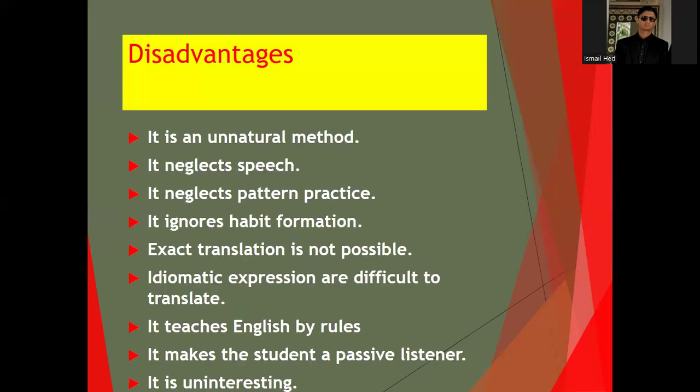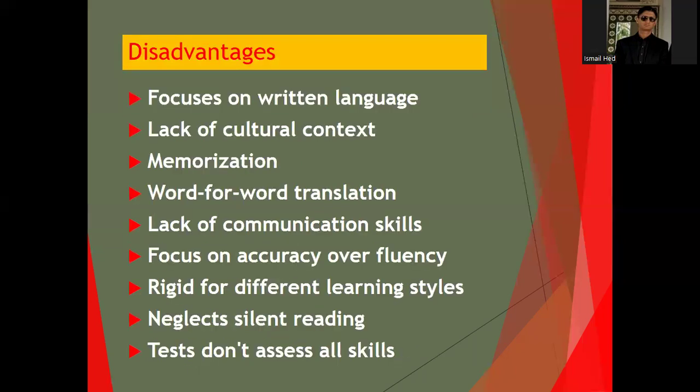There are certain disadvantages of using this method for language learning. It is an unnatural method. It neglects speech. It neglects pattern practice. It ignores habit formation. It is used for translation, and exact translation is not possible at all. Idiomatic expressions are difficult to translate. It teaches English by rules. It makes the students passive listeners. It is uninteresting. It focuses on written language.